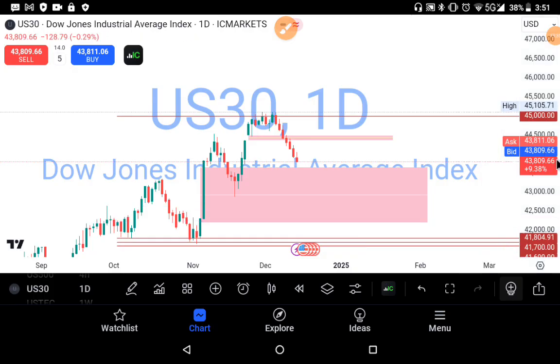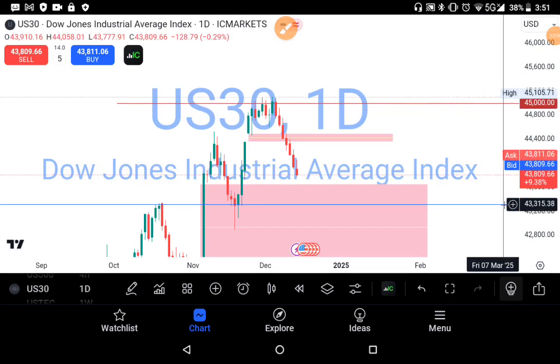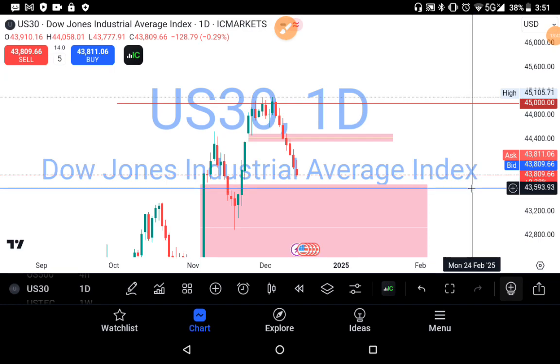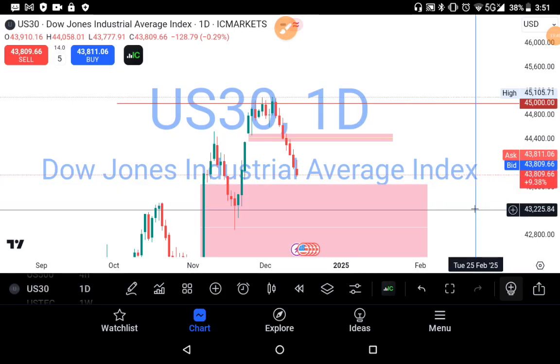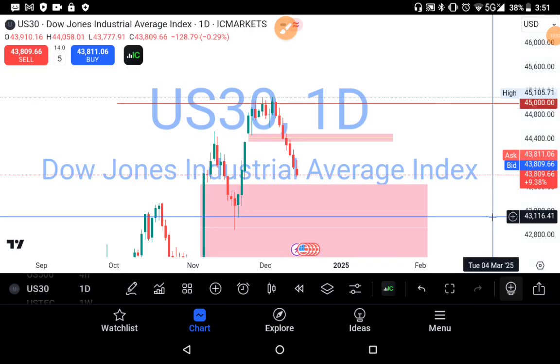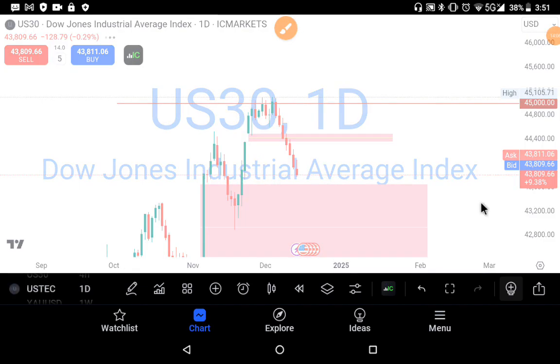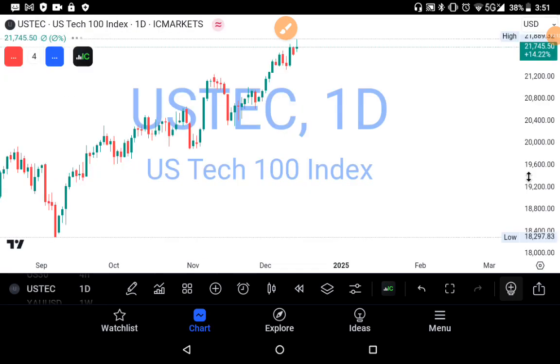So the lowest hanging fruit here is 43,500 or thereabouts, around 43,600. 43,600 to 43,500. So 43,600, 43,500, the low hanging fruit objective.